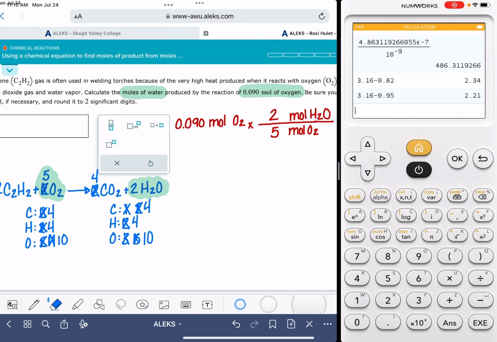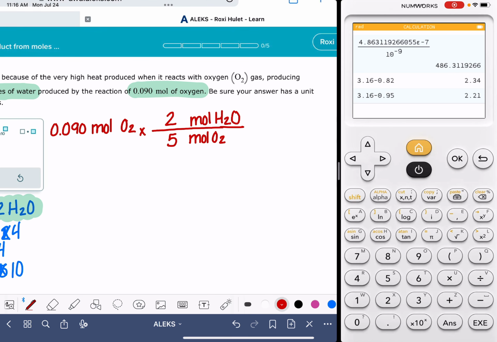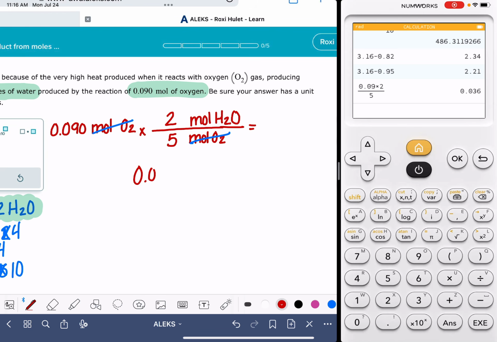This is why we need to begin by balancing the equation, because we need to know what the stoichiometric coefficients are in order to solve the problem. So take a look at how our moles of O2 cancel out. We're going to be left with moles of H2O. Let's do the math. 0.090 times 2 divided by 5 is 0.036, and that unit is moles of H2O.